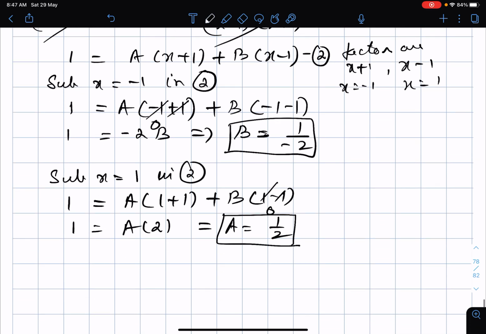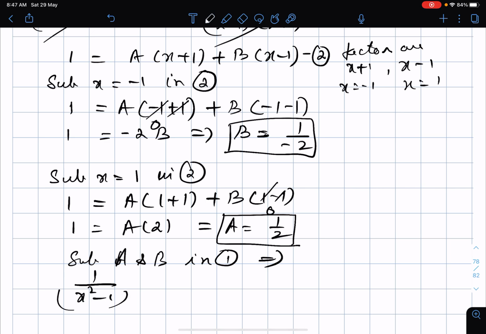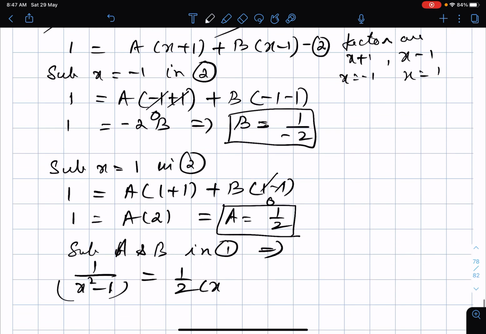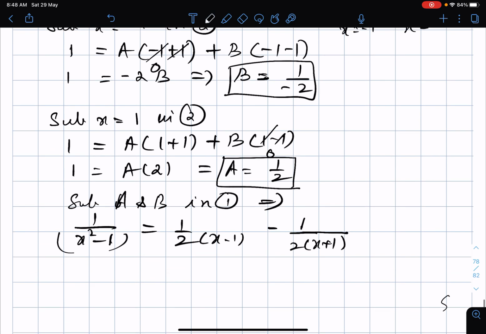Now substituting a and b in 1, we get 1 by x square minus 1 equal to 1 by 2 into x minus 1 plus, it is not plus, since you have got minus 1 by 2, this minus will come here. So it is minus 1 by 2 into x plus 1. So this is our partial fraction. So this is our final answer.